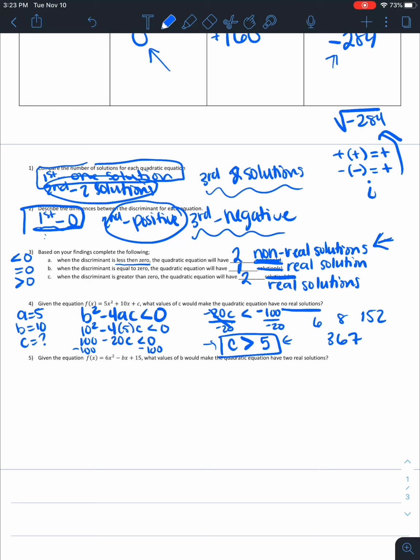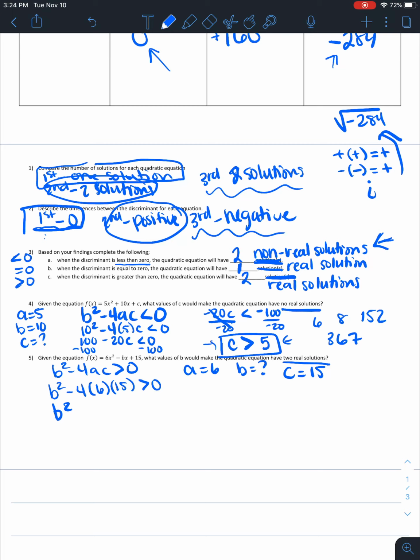All right, so then we can do the same thing. We want to know a b value for 2 real solutions. So now we're talking about when our discriminant is bigger than 0, so greater than 0 because it's positive. We have an a value of 6, a b value we don't really know, and a c value of 15. So we would have b squared minus 4 times 6 times 15 is greater than 0.